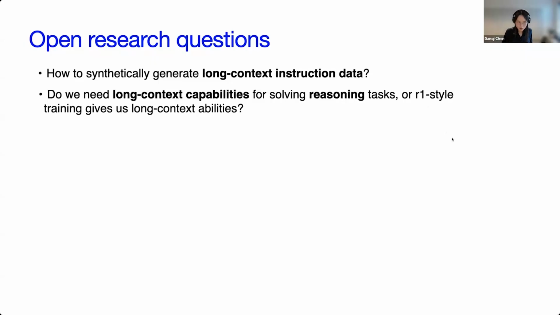The second question, which I've been seeing very recently, is that these days people all talk about reasoning models. We know that we need long context models for solving reasoning tasks. But the opposite question is, if we can do this kind of RL training or R1-style training, does this training actually give us the long context abilities of such models for free, or in some ways? That's a really interesting question to think about.